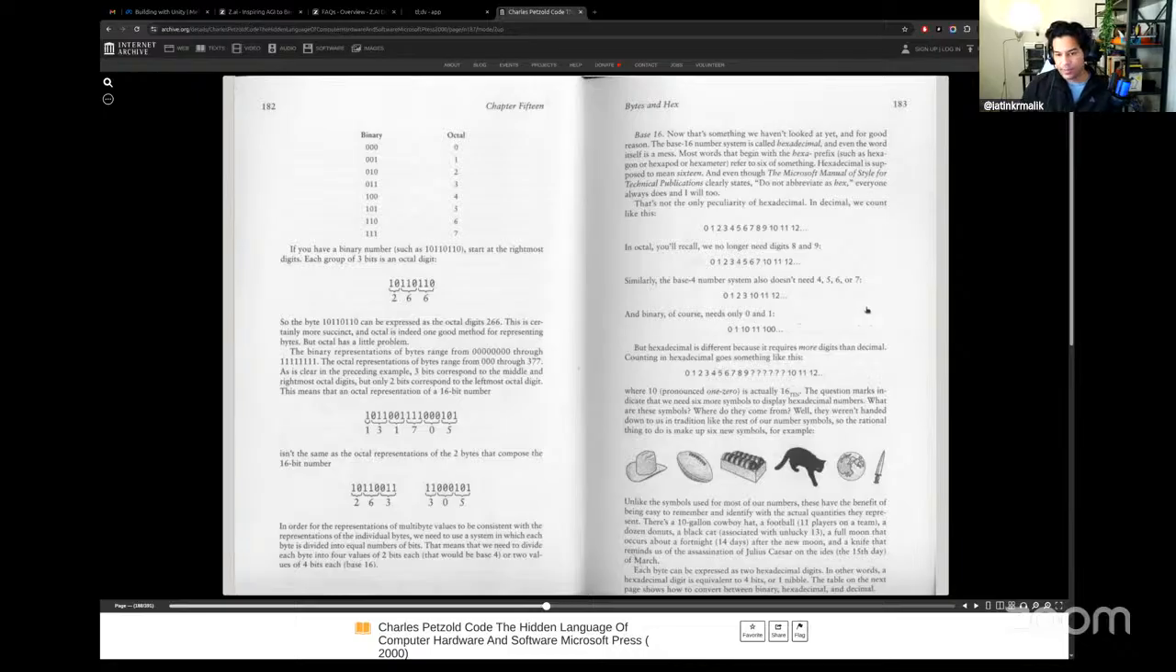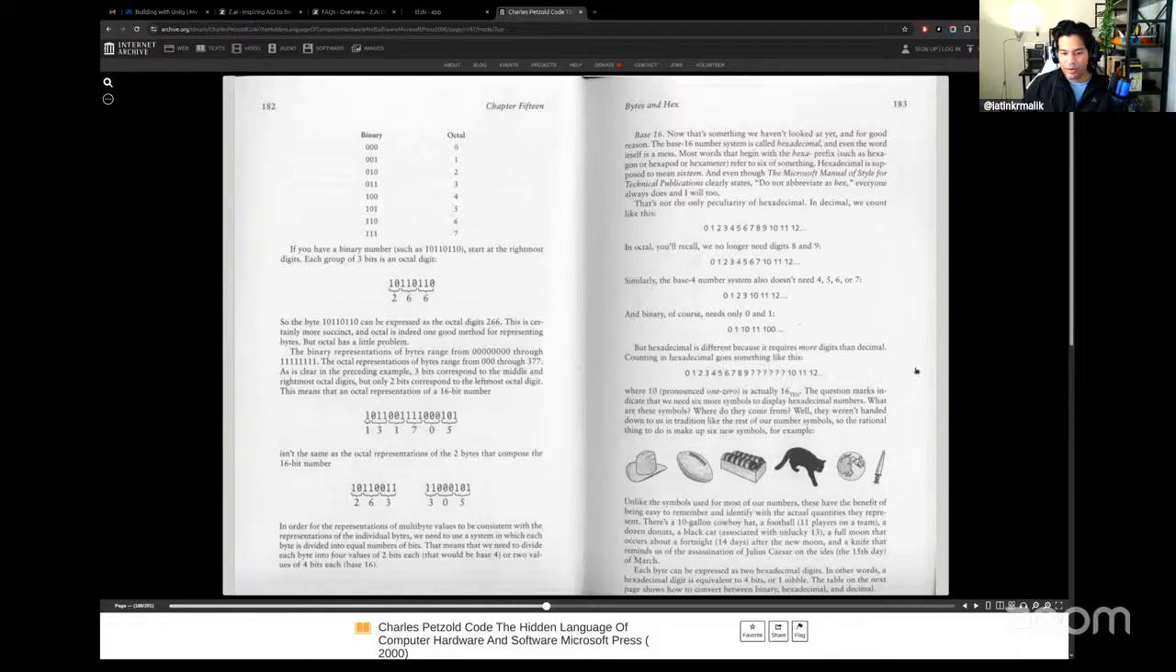in hexadecimal. So the question mark indicates that we need six more symbols to display the hexadecimal numbers. What are these symbols? Where do they come from? Well, they were not handed down to us in a tradition like the rest of our number system. So the rational thing to do is make up six symbols. For example, a hat, an American football, rugby ball, donuts, a cat, something that looks like a globe, and a knife or a dagger.